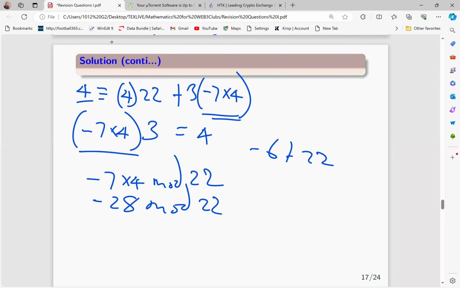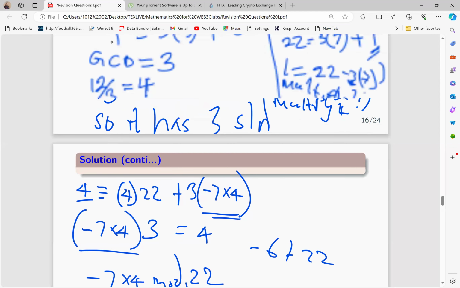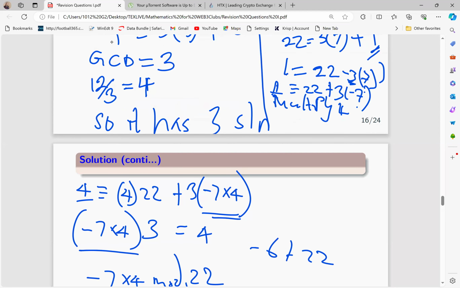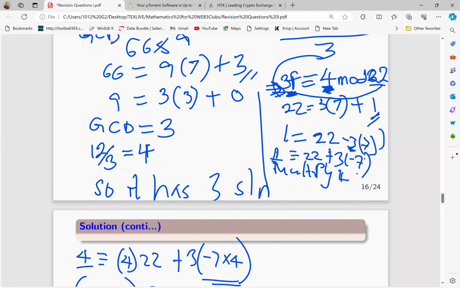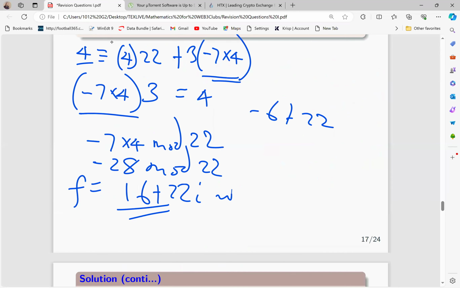Is it 16? 16. So this is our x, 16. But how many solutions were there? There are 3 solutions, and the mod is 22. So the general solution would be 16 plus 22i, where i is 0, 1, 2.